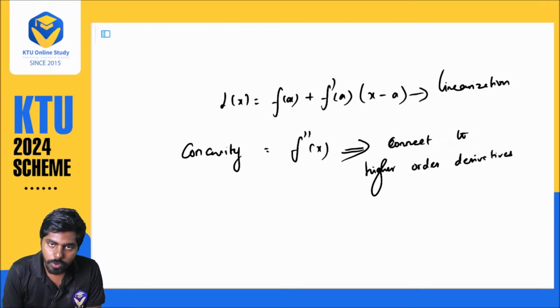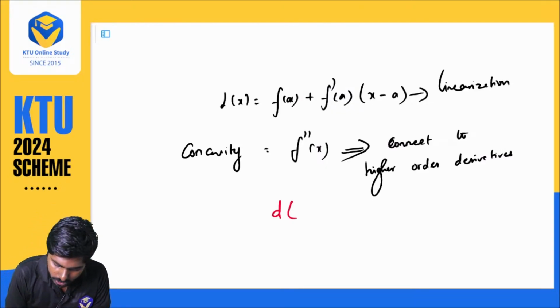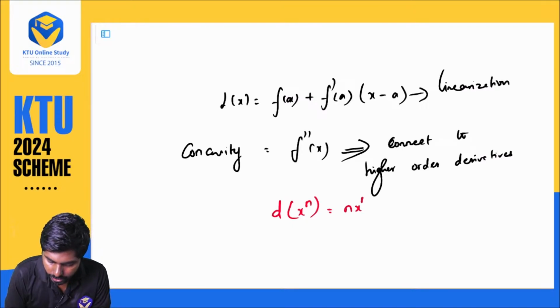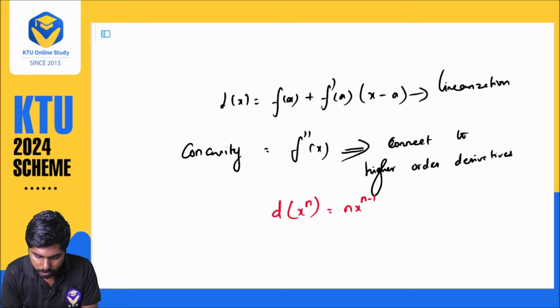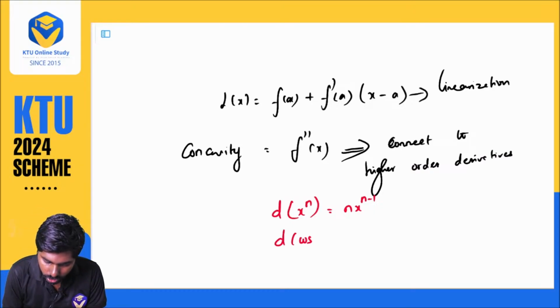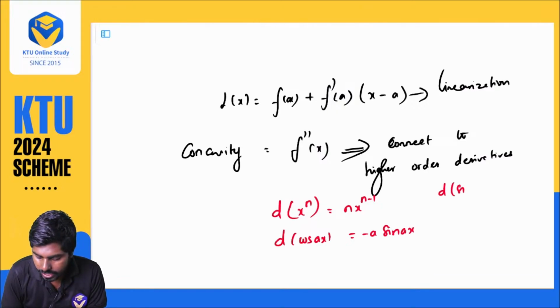The maximum formula you can expect in this problem is the differentiation of x power n, that is nothing but n into x power n minus 1. Then differentiation of cos ax is minus a into sin ax. And differentiation of sin ax is a into cos ax. And differentiation of e power ax is a into e power ax.